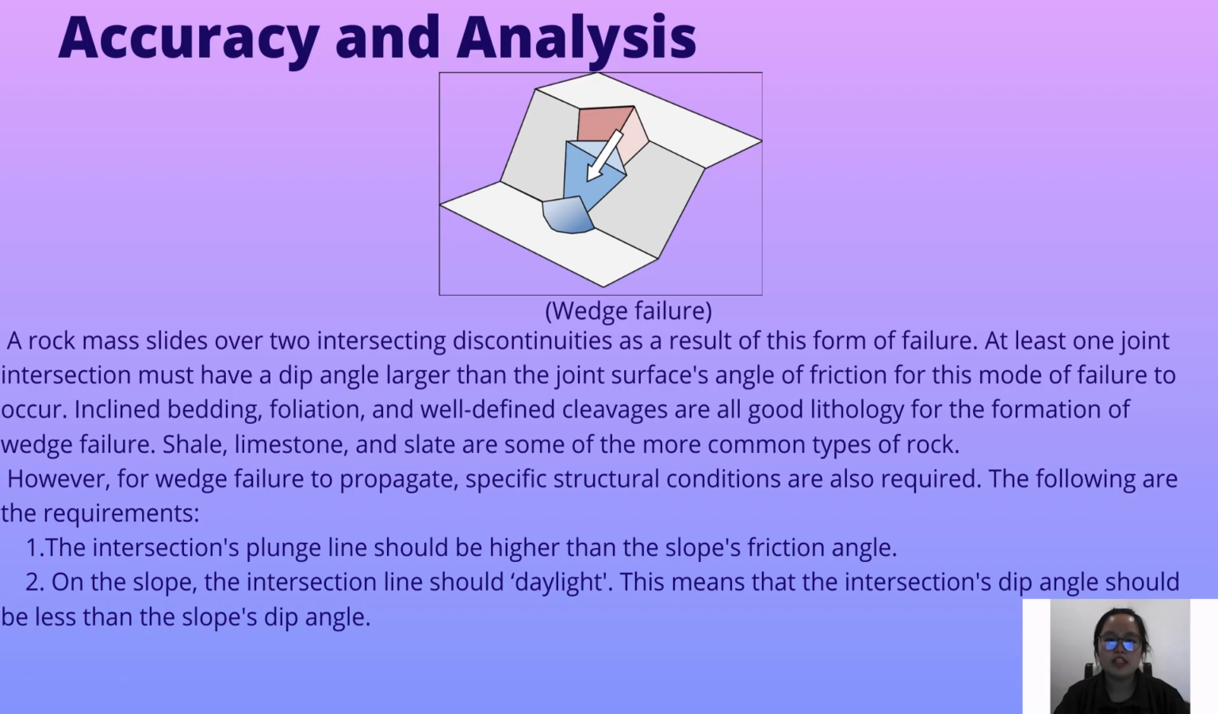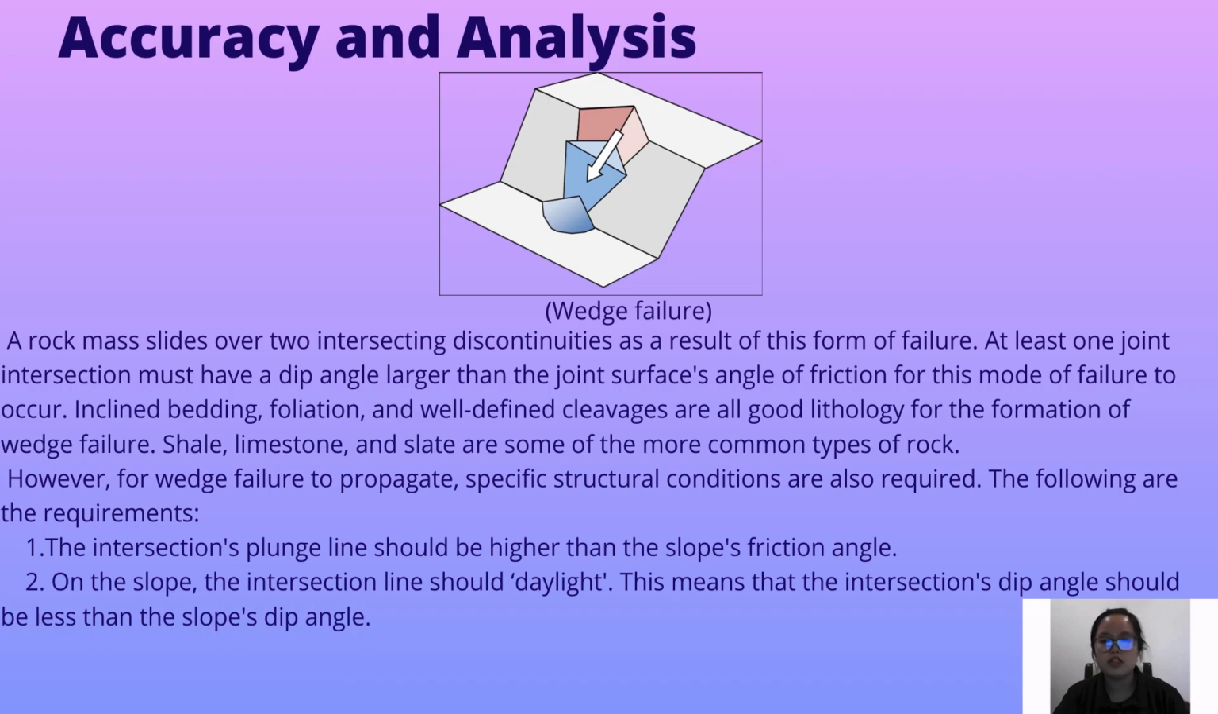Inclined bedding, foliation, and well-defined cleavages are all good lithology for the formation of the wedge failure. Shale, limestone and slate are some of the most common types of rock. However, for wedge failure to propagate, specific structural conditions are also required. The following are the requirements.